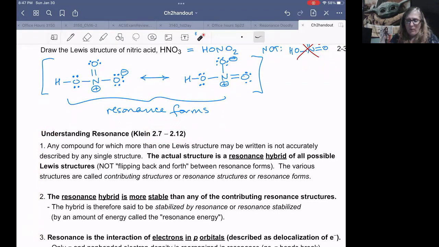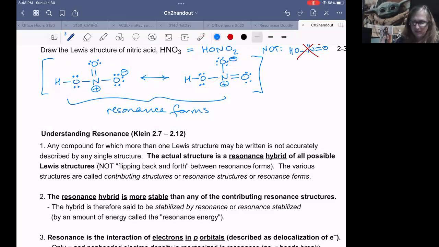So what it says here is that if you can write more than one Lewis structure, that means actually none of those Lewis structures accurately describe the actual compound. The actual structure is some kind of hybrid of all these possible Lewis structures. It's not flipping back and forth. It's not sometimes this and sometimes this, right? So we're not looking at an equilibrium here. It's actually not this or this. It's something in between, right?